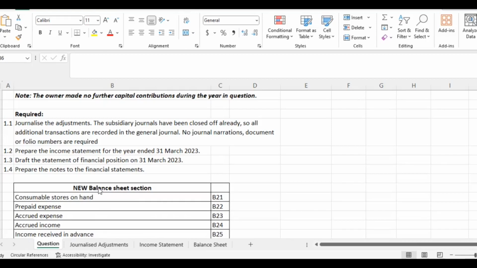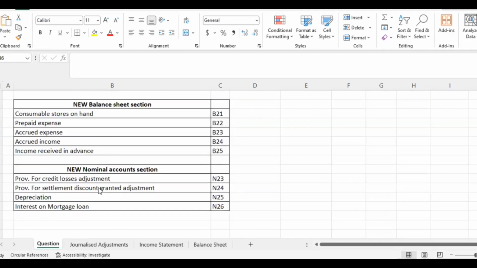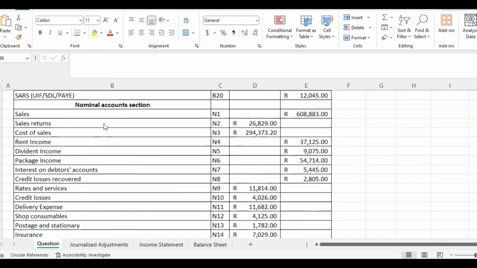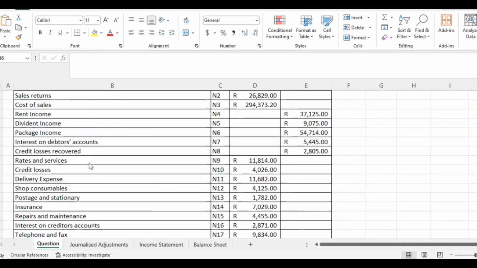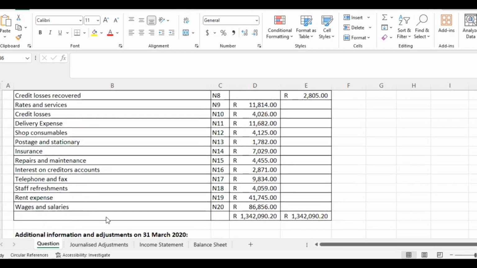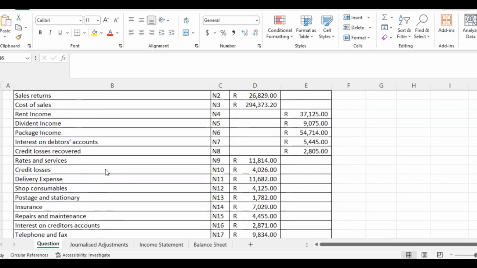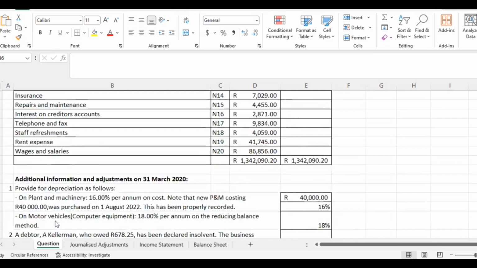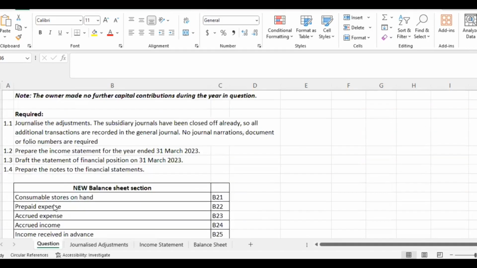Also, you will see here I've given you a little table that says new balance sheet section and new nominal account or income statement section. If you look at the pre-adjusted trial balance, you will see in the nominal account section, which is this part, that there are many entries, but there are certain things that do not appear in the pre-adjusted trial balance and that must be added. They are added based on the fact that we did journalized adjustments for them. In the previous video, we did that. So let's have a look at it.